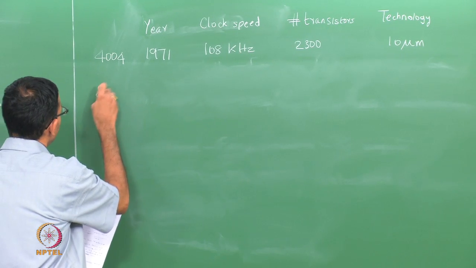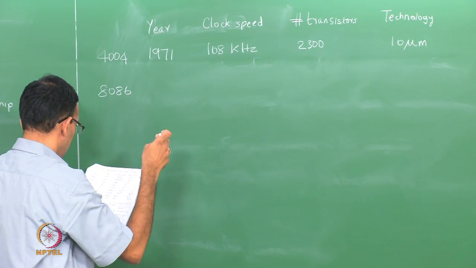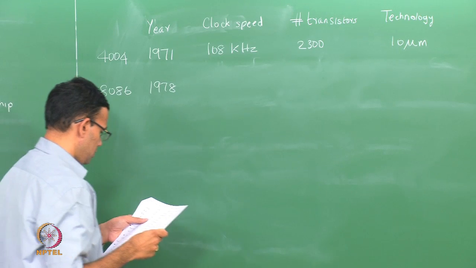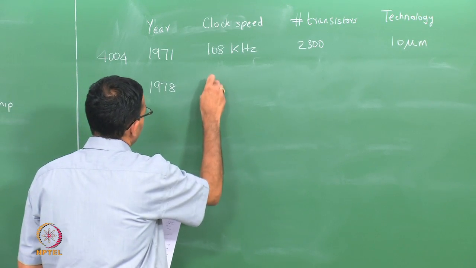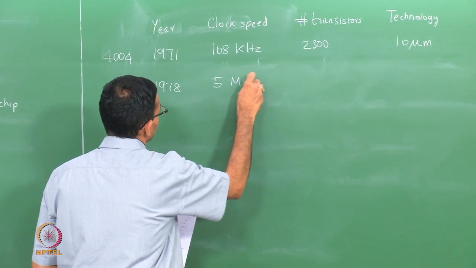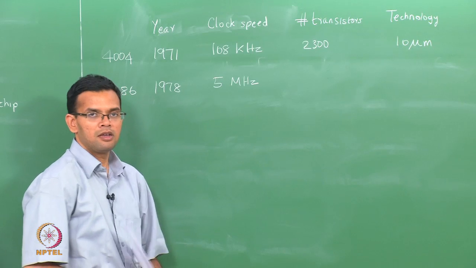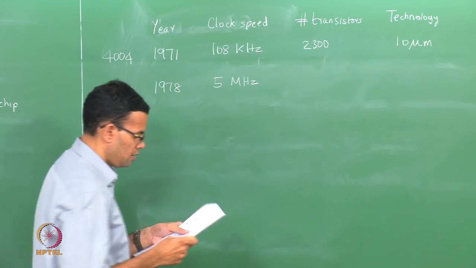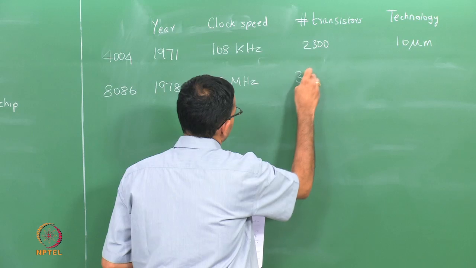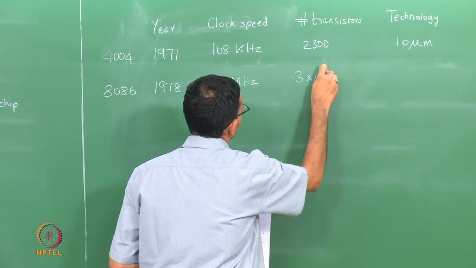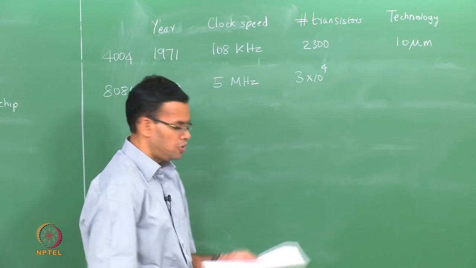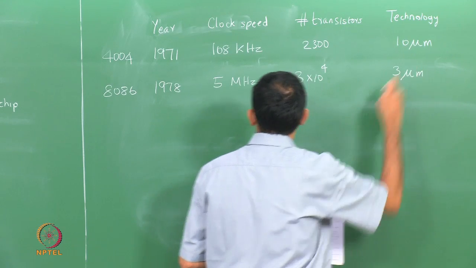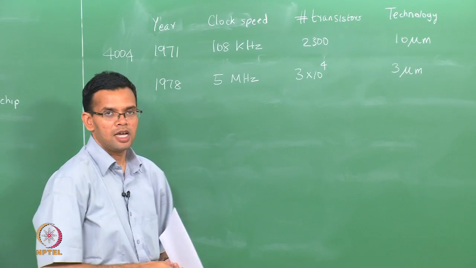We will look at the 8086. This is from 1978. The clock speed is 5 megahertz. So, already by shrinking your component size, you have increased the clock speed. The number of transistors has increased. It is now close to 30,000. So, an order of magnitude increase, and the technology is 3 micrometers. So, you have reduced the size of the components.